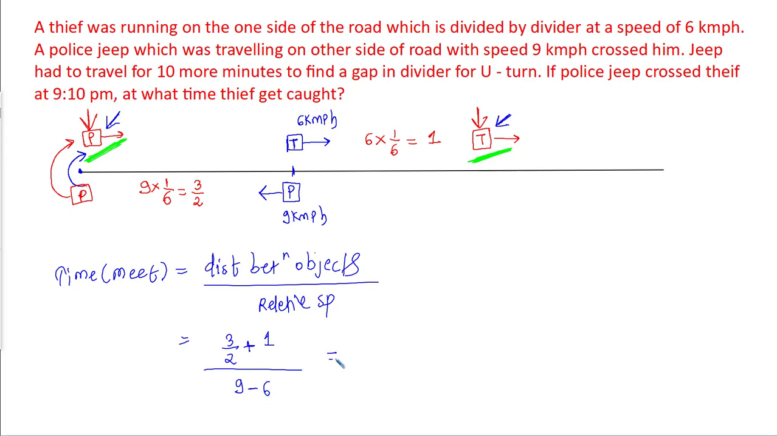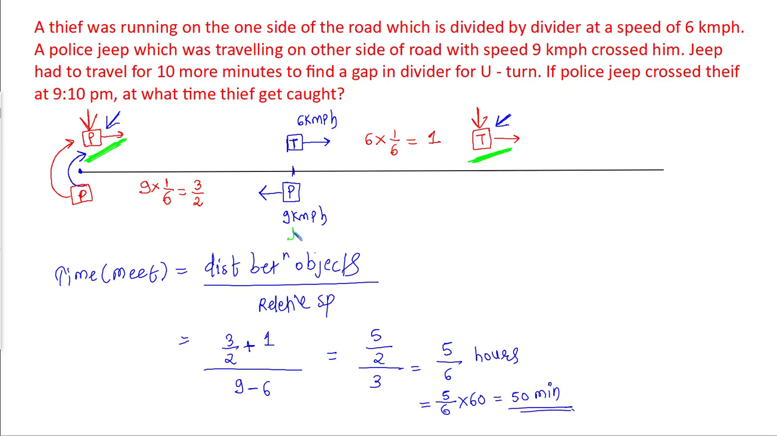Okay everyone, so the time required to meet is going to be 5 divided by 2 divided by 3, that is equal to 5 divided by 6 hours. Okay, 5 divided by 6 hours, into 60, that is equal to 50 minutes.